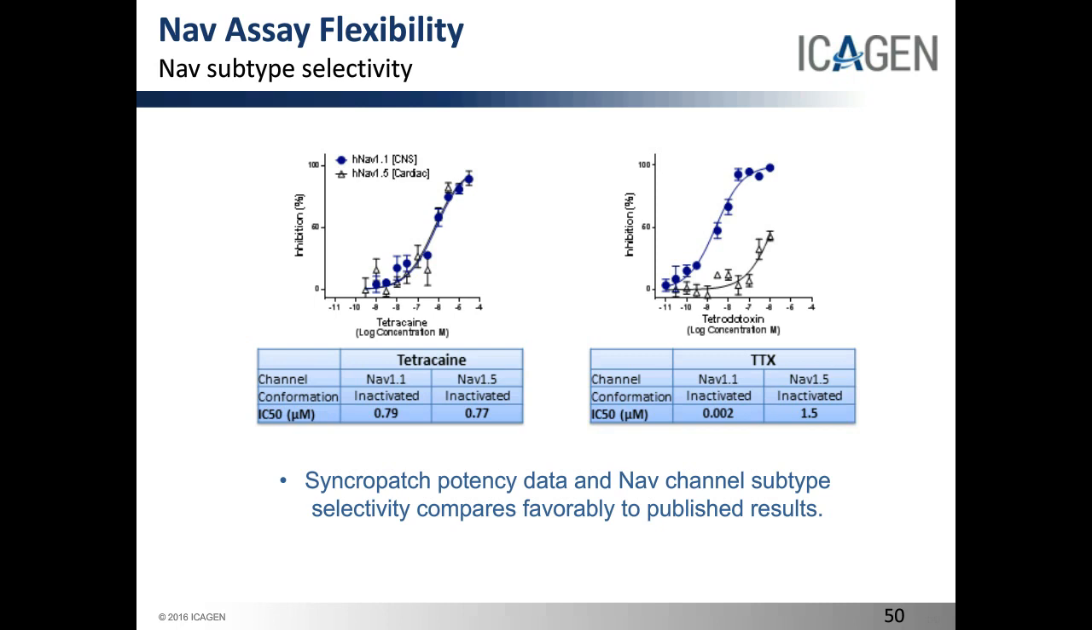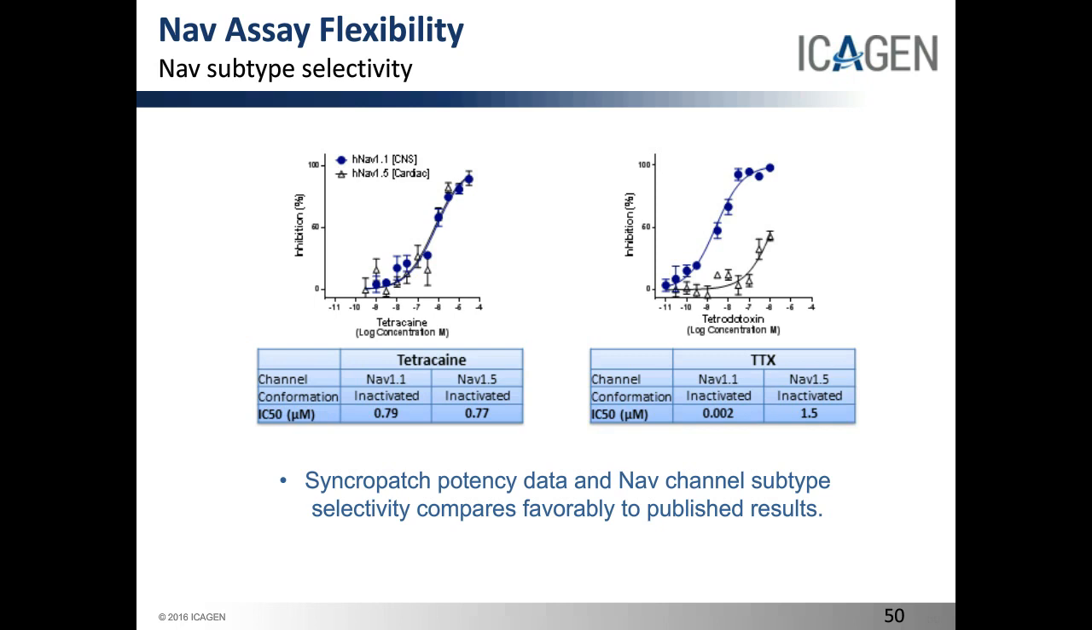What we're looking at here is tetracaine and tritilotroc and TTX block of either 1,1 or 1,5. Tetracaine blocks both channels equally well when applied to the inactivated state of the channel. As you can see, the IC50s are essentially the same. For TTX, however, it's more efficient at inhibiting NAV11 than it is NAV15, which is consistent with previously published results.